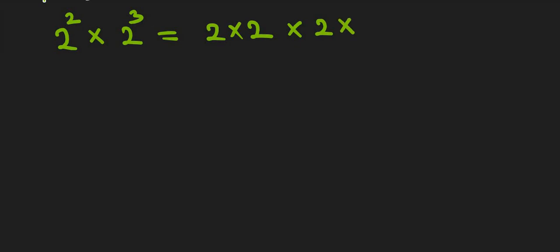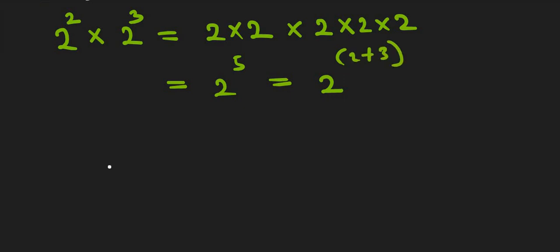2 to the power 2 multiplied by 2 to the power 3 is equal to 2 to the power 2, that is 2 into 2, multiplied by 2 to the power 3, which can be expanded as 2 into 2 into 2, and that is 2 to the power 5, which is equal to 2 to the power 2 plus 3.